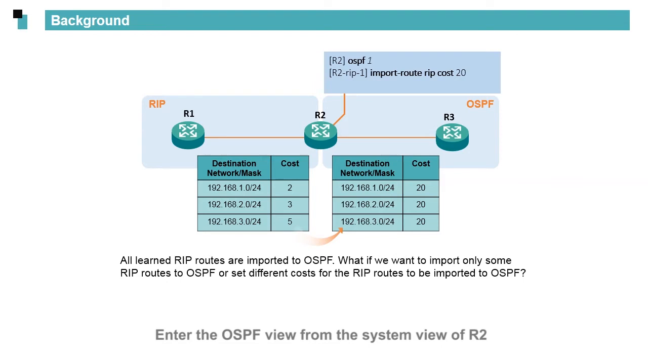Enter the OSPF view from the system view of R2 and run the import-route rip command. You can specify the cost parameter in the command to configure a cost for the RIP routes to be imported to OSPF. After the preceding operations are performed, R2 imports all learned RIP routes to OSPF. What if we want to import only some RIP routes to OSPF, or set different costs for the RIP routes to be imported to OSPF?